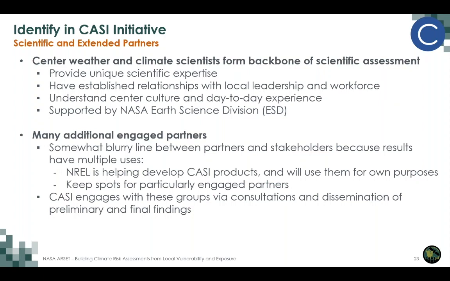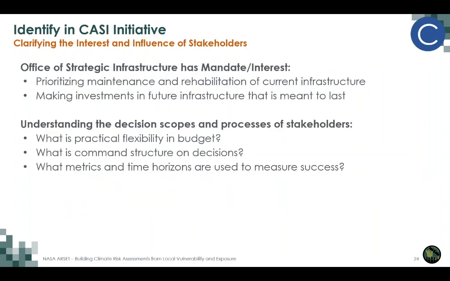The CASI results have multiple uses ranging from public policy to other center applications. NREL is not just a partner, but also a user. They're helping us develop our products, but they also plan to use some of the CASI products in their own resilience assessments. All of these different parts and the whole center teams come together to meet the OSI's mandate and priorities on identifying investments in future infrastructure.